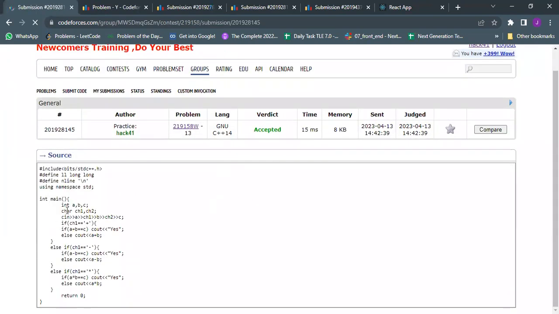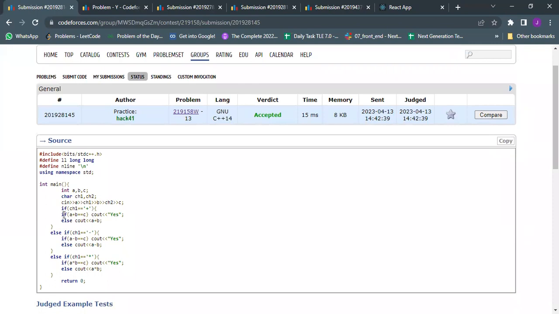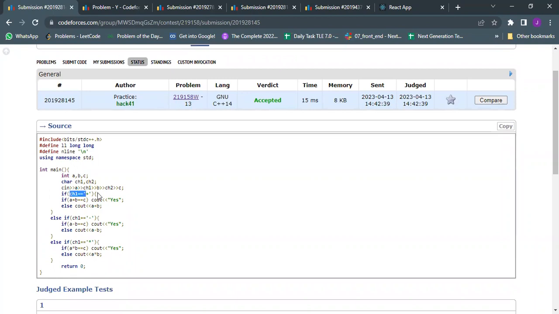Here you can see we have taken three integers A, B, C and two characters CH1 and CH2, and taken the input of that. Now we are checking if CH1 is plus, then under that if, we are checking if A plus B equals C. If it is equal, then print yes, otherwise print A plus B, that will be the correct answer. And in the else of this, we are checking the same for minus and then the same for multiplication.